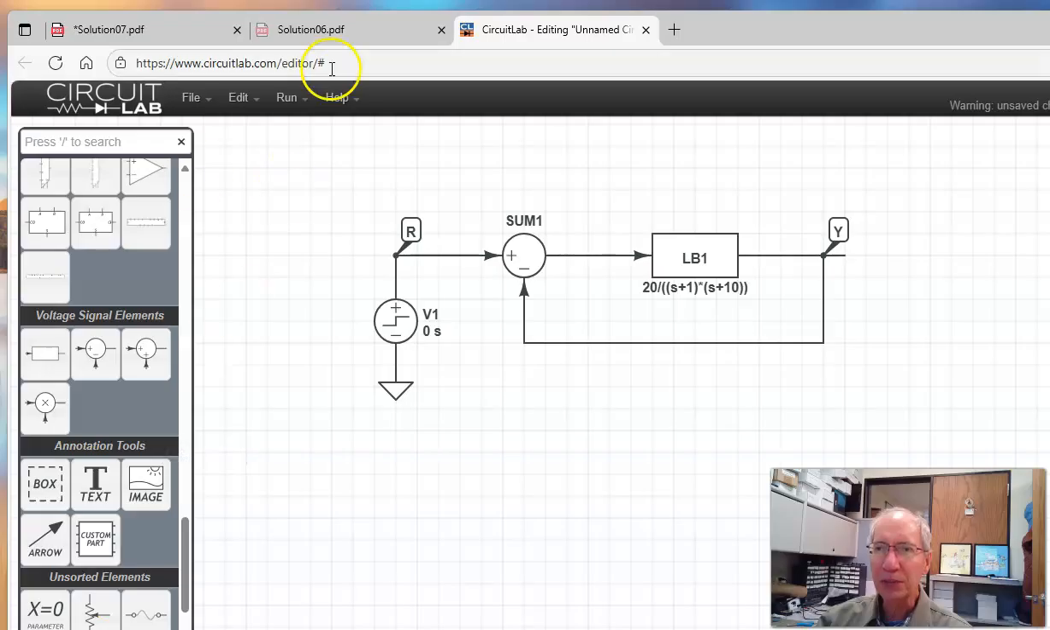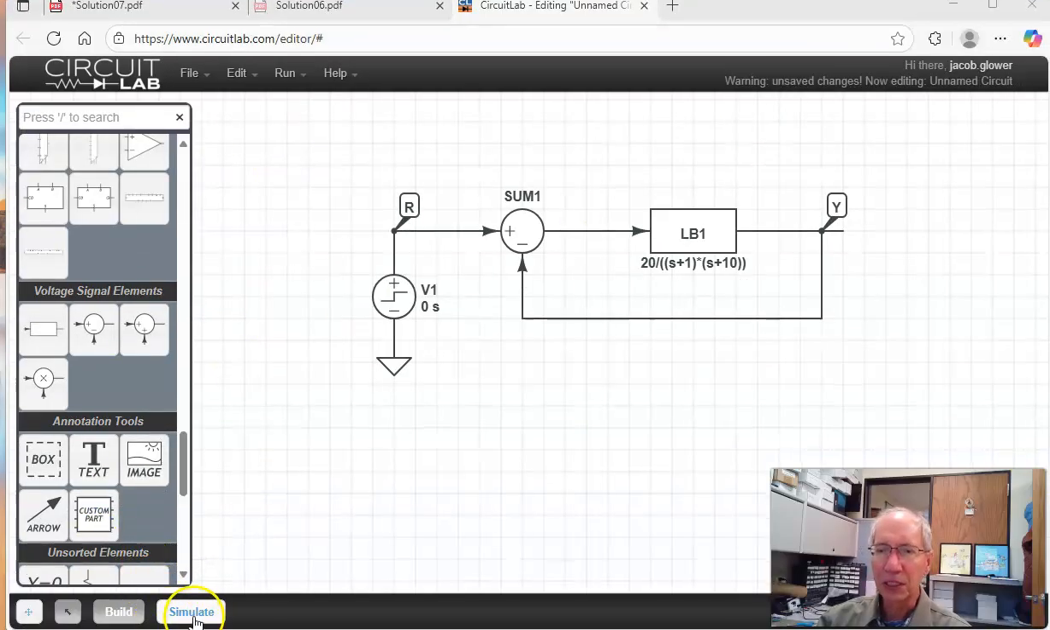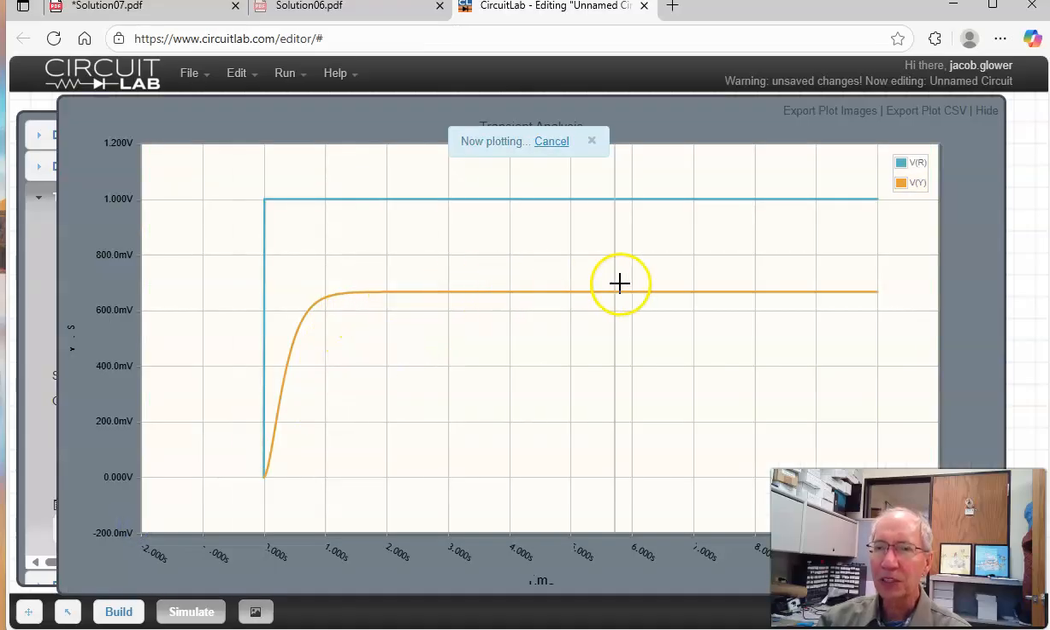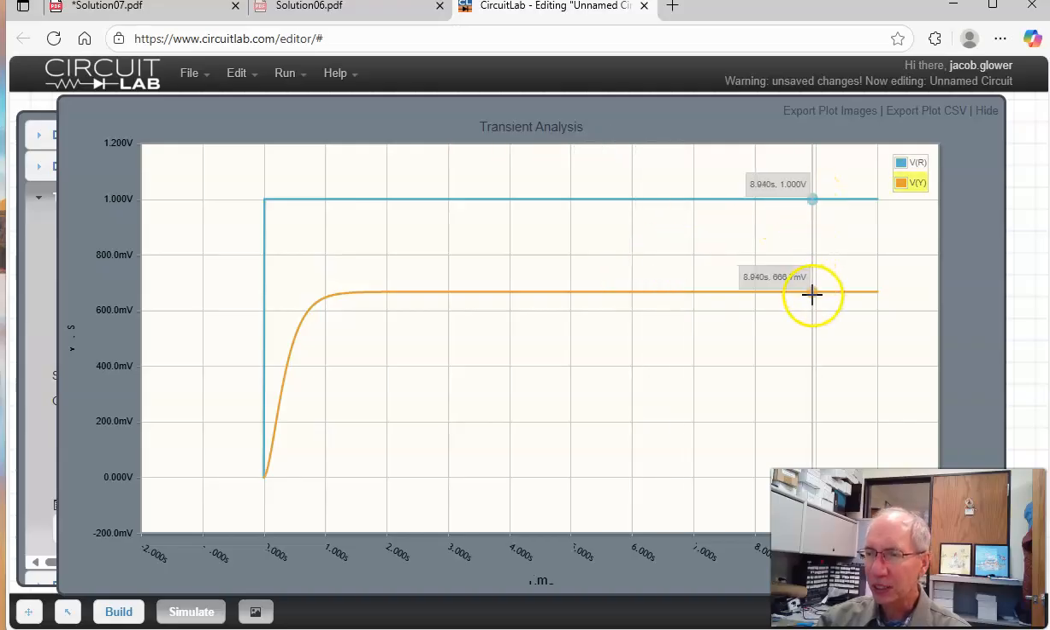If I simulate it, shrink this down so you can see it. Let's simulate it for 10 seconds. Make the step size 1,000 times smaller, 10 milliseconds. Look at the voltage at R and Y. Run it, and there's your step response. So here's the output. It should go to 1. Here's my set point R.